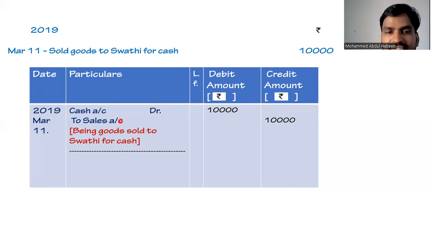But as for cash is specified, as it is a cash transaction, we are going to ignore the name and consider it as a cash transaction. So we'll be writing it as cash. So the journal entry will be cash account debit 10,000 to sales account 10,000, and the narration will be being goods sold to Swati for cash.